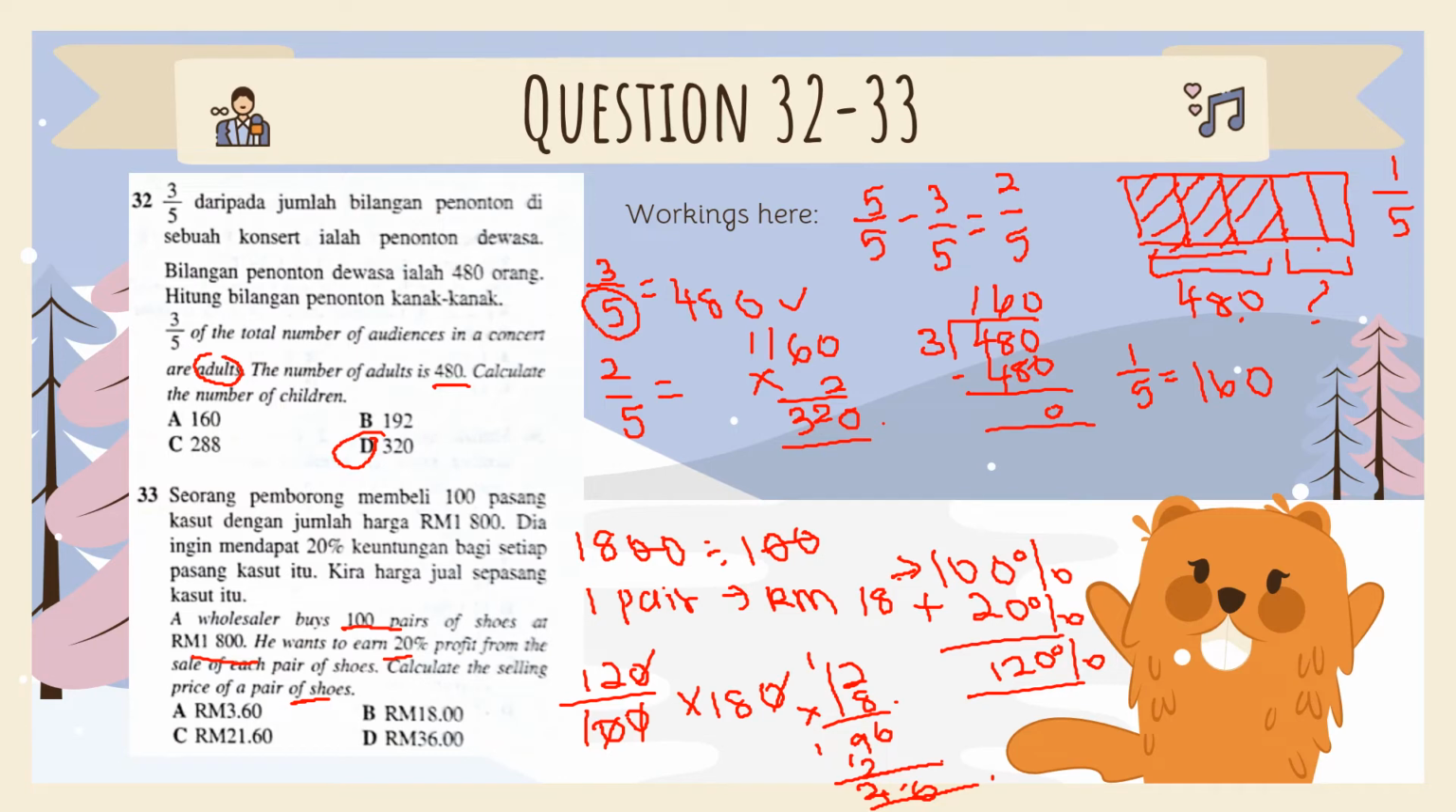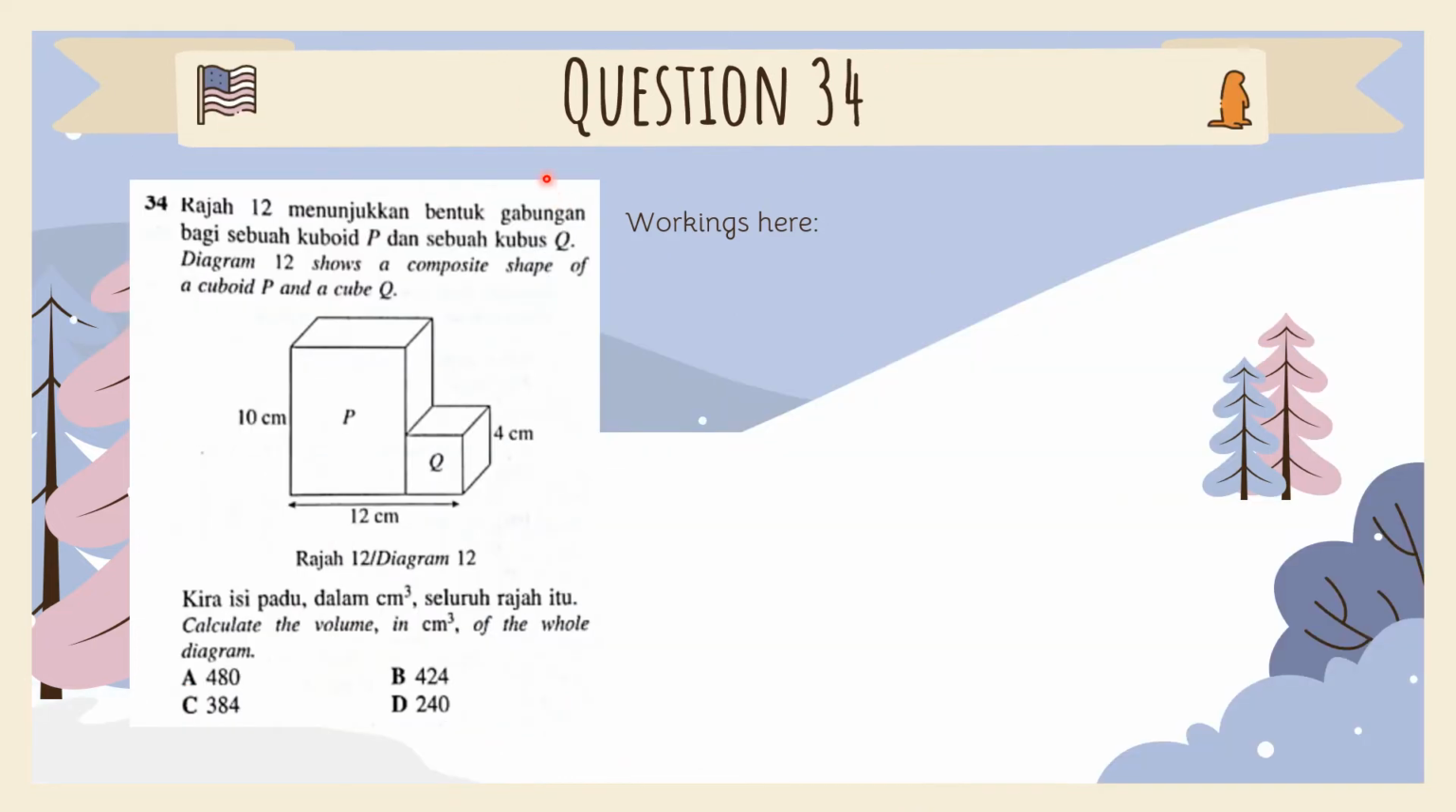Okay, and we get the answer 21 ringgit and 60 cents. So it is C. Okay, now let's move on to question 34. So now question 34. First we have to read the instruction and the question. Also diagram 12. Diagram 12 shows a composite shape of a cuboid P and a cube Q.